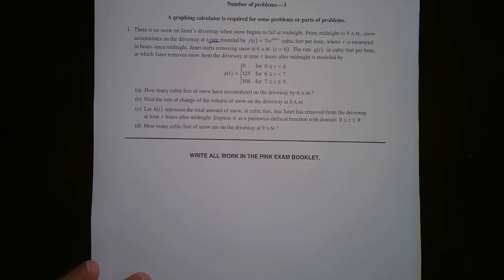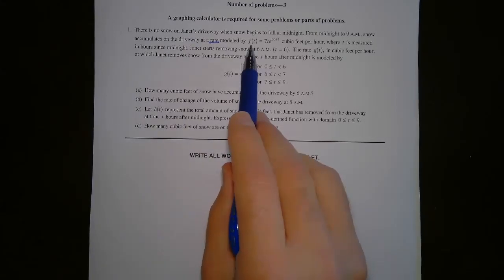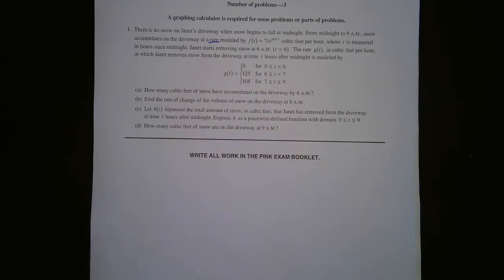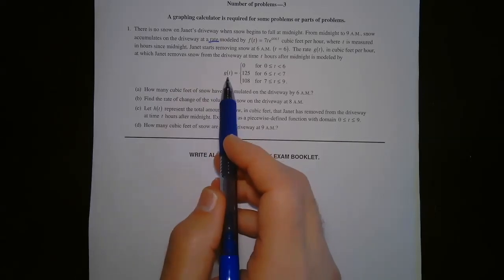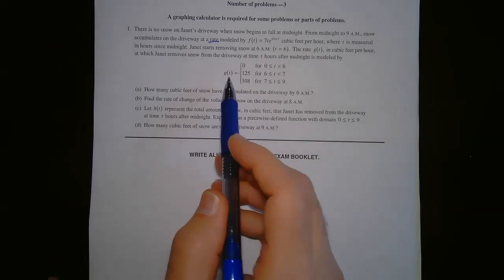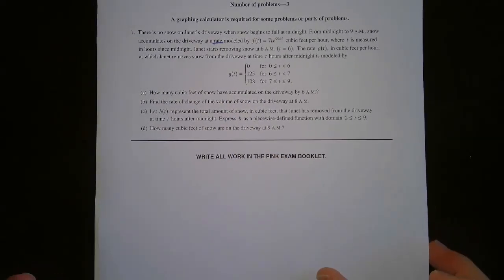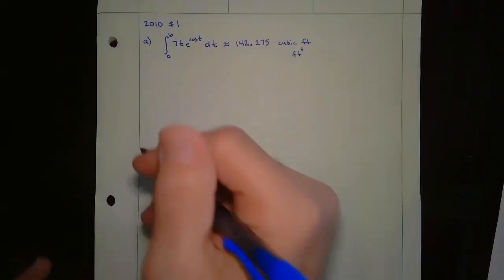For part B, we want to find the rate of change of the volume of snow on the driveway at 8 a.m. So F of T is the rate at which the snow accumulates on the driveway, and G of T is the rate at which the snow is being removed. So what's the total amount of snow? What's the rate of change for that? Well, it would just be F of 8, the rate of change at 8 a.m., minus G of 8, because this is removing. So all we have to do is F of 8 minus G of 8.